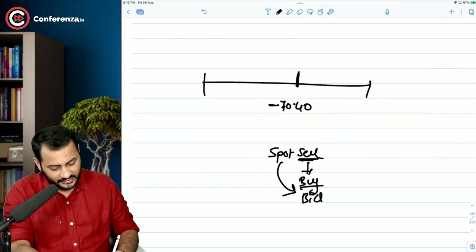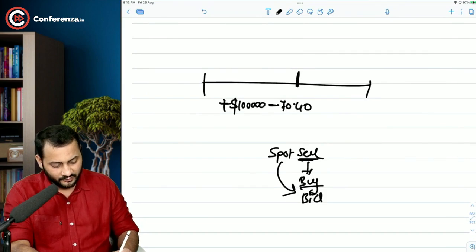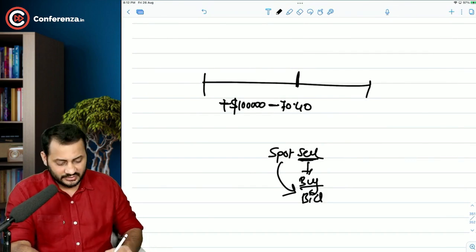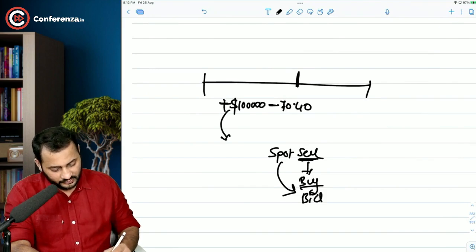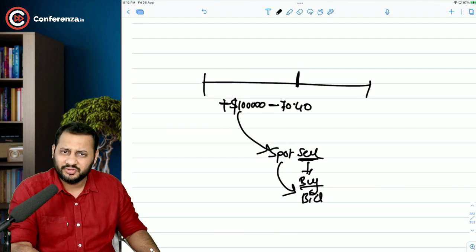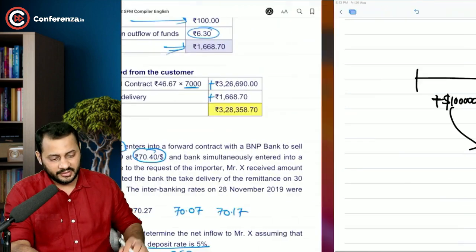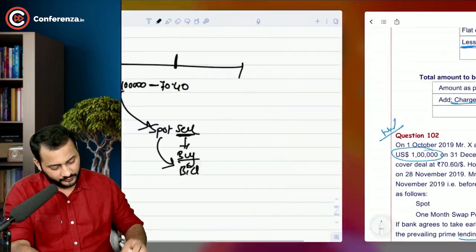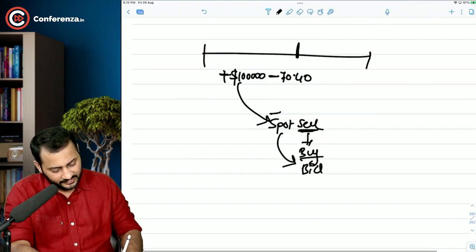So we will receive $1 lakh. Do you agree? The other party wants to sell it. We will receive it and we will sell all the dollars at spot. What are we going to do with the dollars received early? So what is the bid rate at spot? 70.22. And that's a selling rate to us.